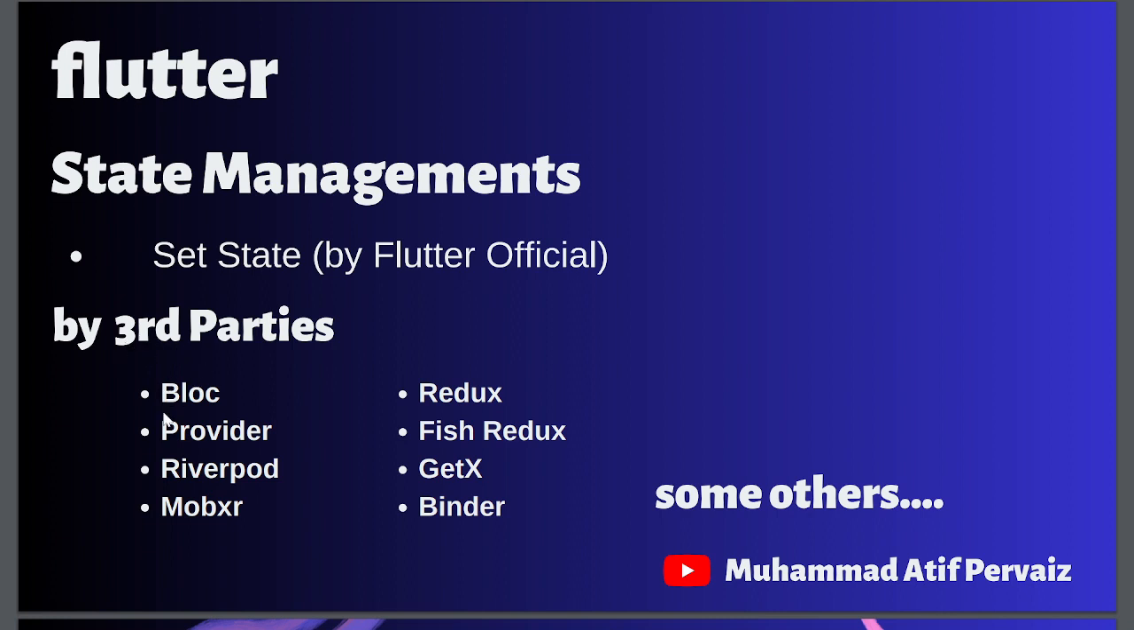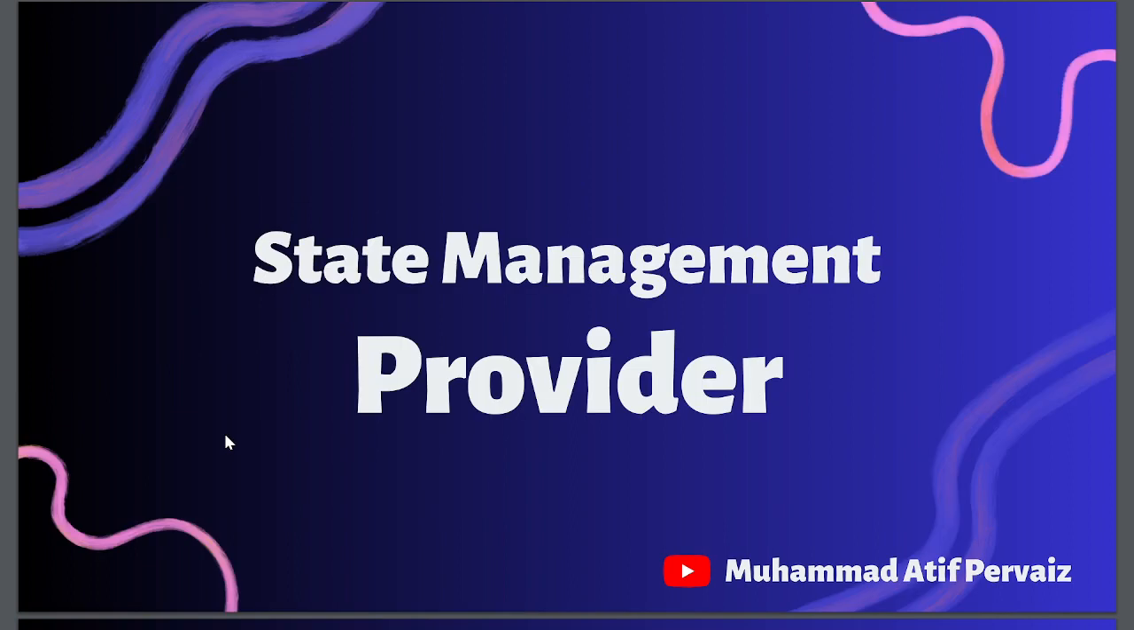But we have some other options that are provided by third parties like BLoC, Provider, Riverpod, MobX, Redux, Fish Redux, GetX, and Binder. And there are some other options which we can use to manage states of our application, like VelocityX. So these are the state management solutions provided by third parties and by Flutter officially. In this series, we are going to explore Provider state management. We will use Provider to manage the states of our applications.